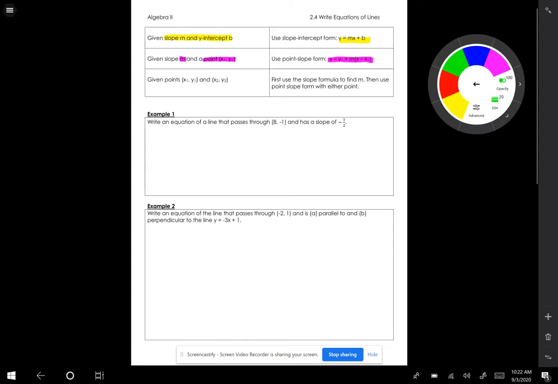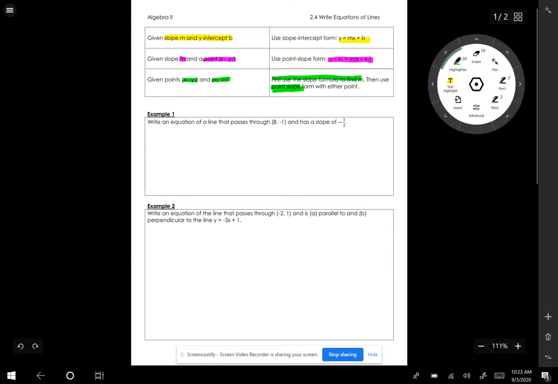If you're not given the slope, like you are for slope-intercept form or point slope, you need to first find the slope. So if you have two points, x1, y1, and x2, y2, you want to find the slope first. Then you can use point slope with either point. And that's the easiest form. So first, use the slope formula to find m, and then next, use one of the two above mentioned forms.